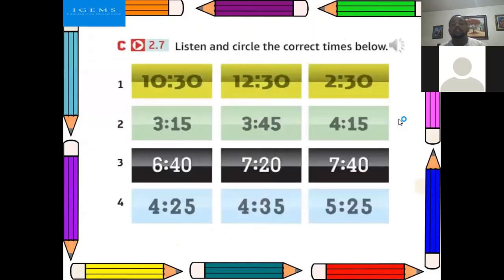Look at that. So now we are going to listen and circle the correct time below. So you will listen to this and try to match it with the correct answer. Listen carefully.